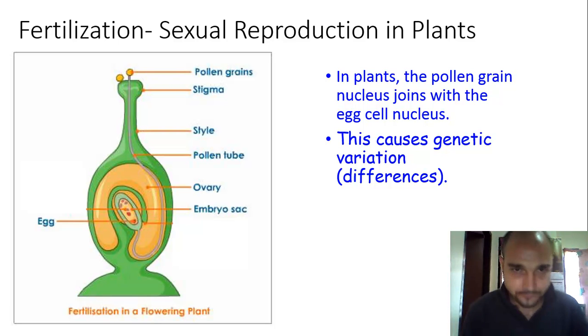Okay, fertilization. So we're done talking about asexual reproduction. We're now talking about sexual reproduction. We're going to start with plants. One slide, very quick, and we'll move into animals. In plants, the pollen grain nucleus joins with the egg cell nucleus. This causes genetic variation, differences. It could be the size of the flower, the color of the flower, the size of the fruit, the color of the fruit, how long the stem is, different shapes of the leaves, because half of the information is coming from the pollen grain and half is coming from the egg.